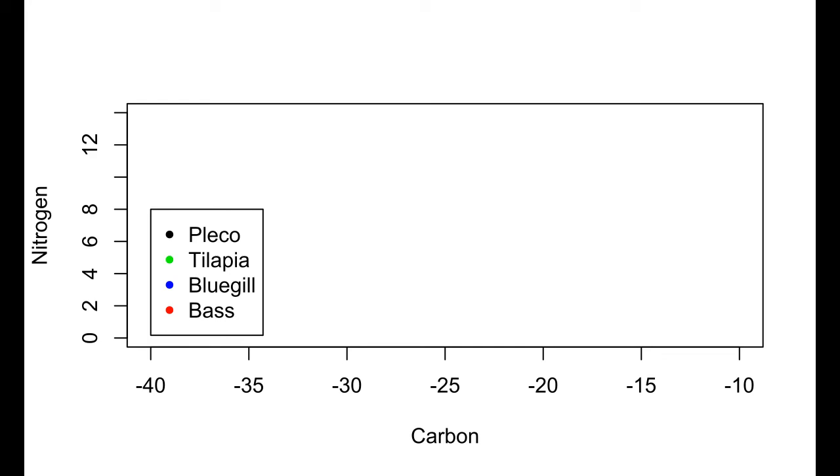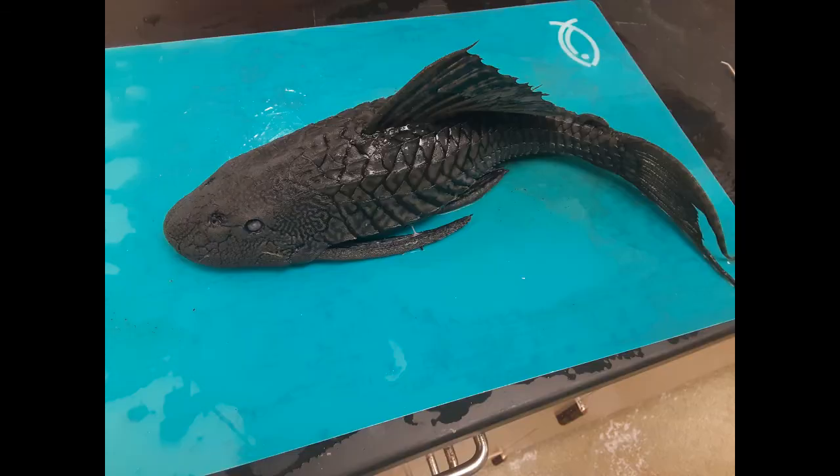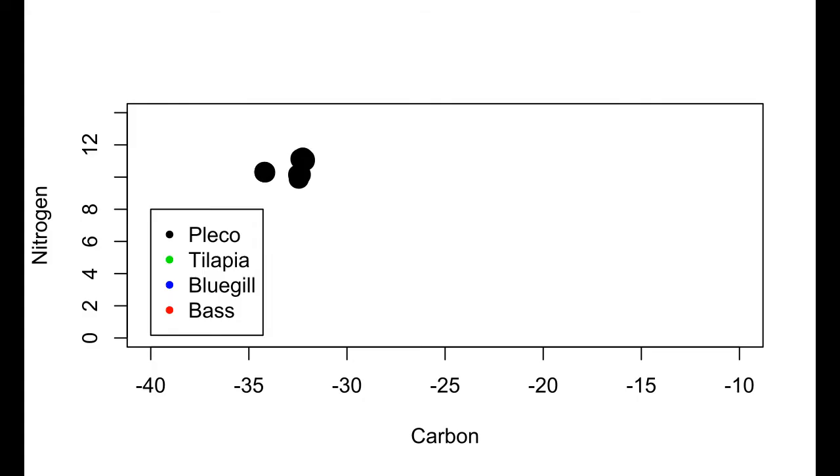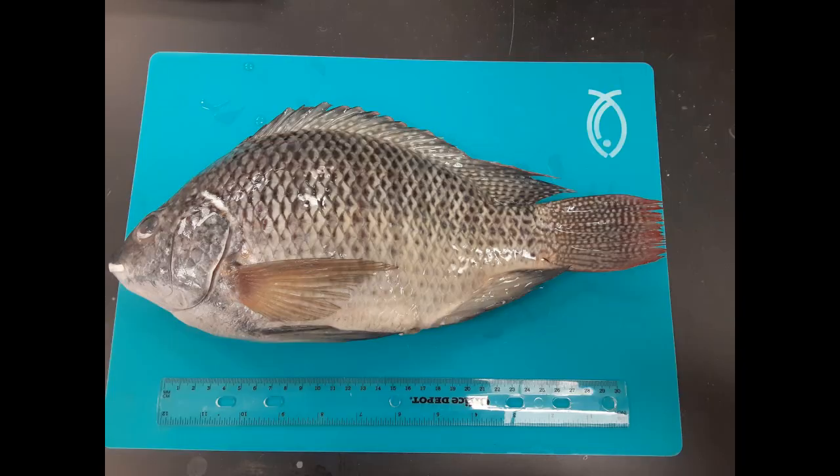Here is the pleco in black, which looks to be higher on the nitrogen axis. This suggests that they feed high on the food chain. Since we assumed it was eating plants, this is surprising. It's possible that they're also scavenging on dead animals. This would give results similar to those of a carnivore.